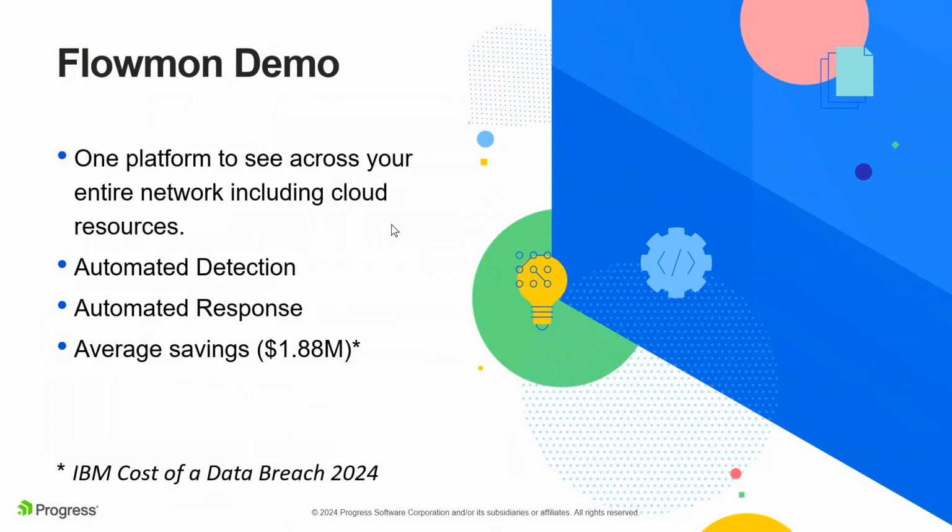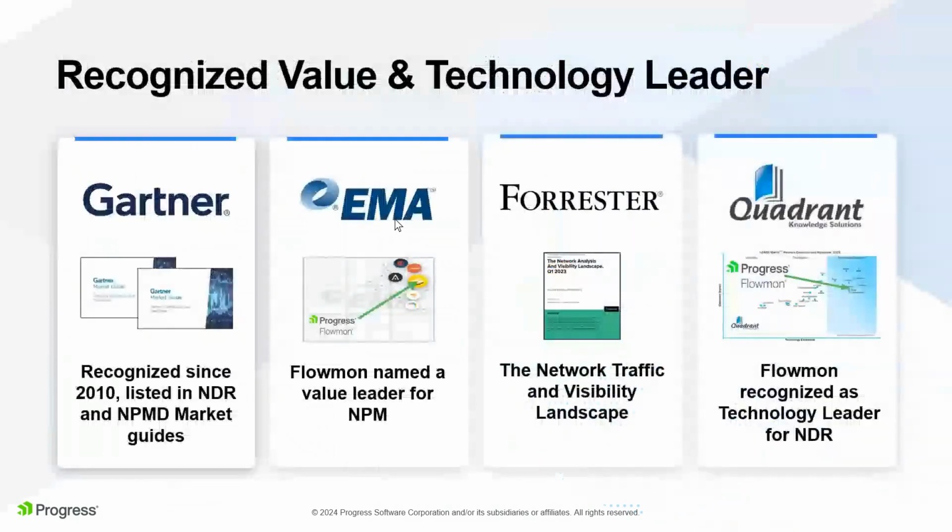So the goal is you want to be able to see what's happening in your network so that you can respond quickly when bad things happen, whatever that bad thing is. And that's what Flowmon will allow you to do. Again, Flowmon's really well recognized in the industry. All of these organizations have us listed.